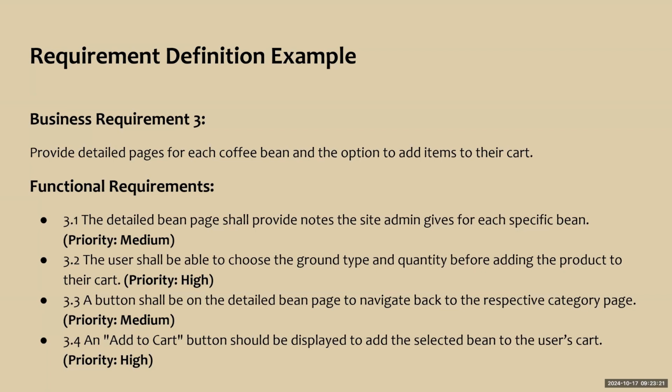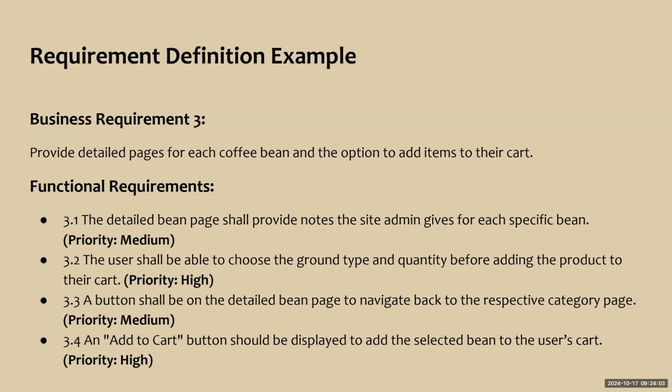So I have 4 functional requirements that are listed with their priority here. So 3.1, we wanted the detailed bean pages to provide notes that the site admin gives for each specific bean. 3.2, we wanted the user to be able to choose the ground type and quantity before adding the product to their cart. 3.3, there will be a button on the detailed bean page that will navigate back to the category page. So for example, if you're in the specific bean and you want to go back to the dark roast category, which it was part of, that will be an option. And lastly, there will be an add to cart button that will be displayed that can add the specific bean to the user's carts.